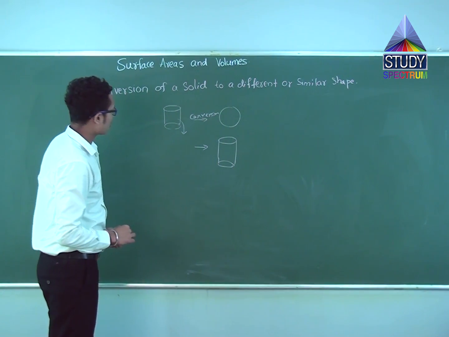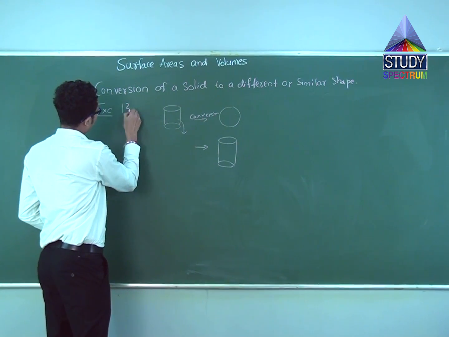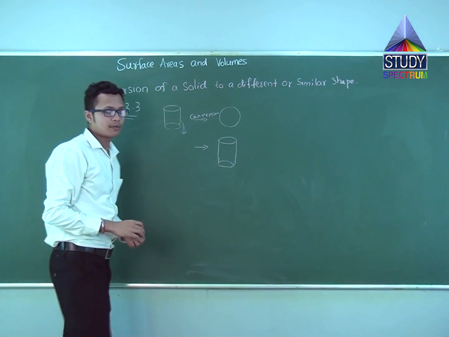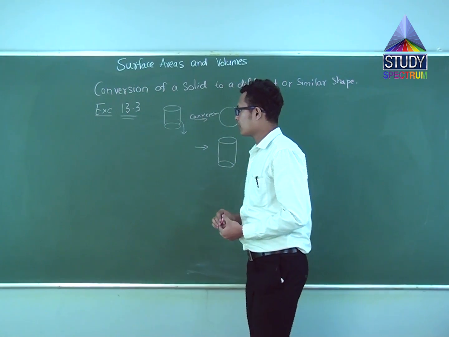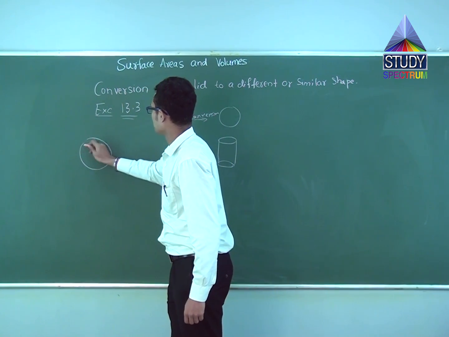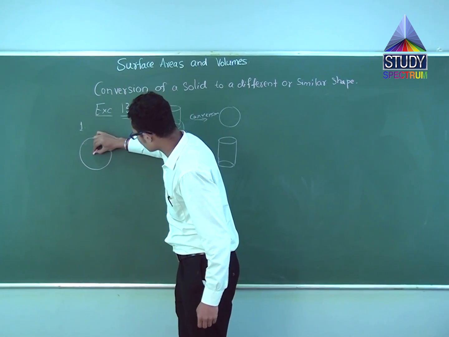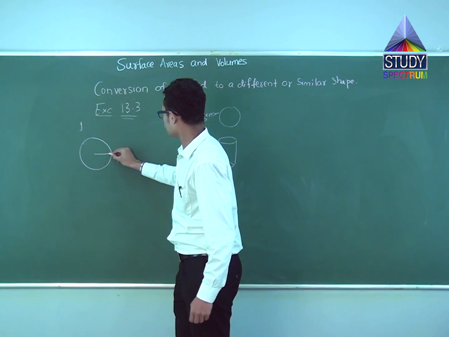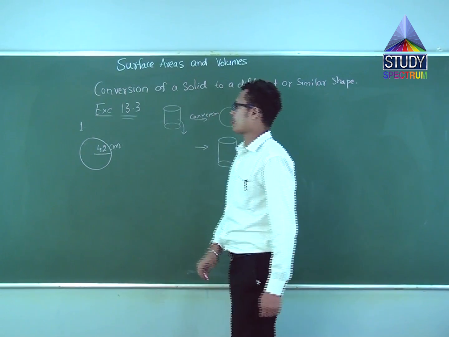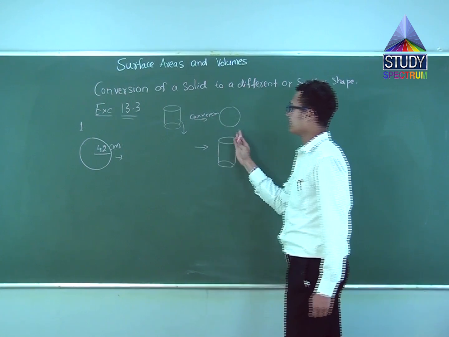Now let's solve the problem. First problem from exercise 13.3 based on this concept. In this question, I am taking a sphere. This is the first question from the exercise. A sphere of radius 4.2 centimeters, and this sphere is converted into a cylinder, just like I explained before.